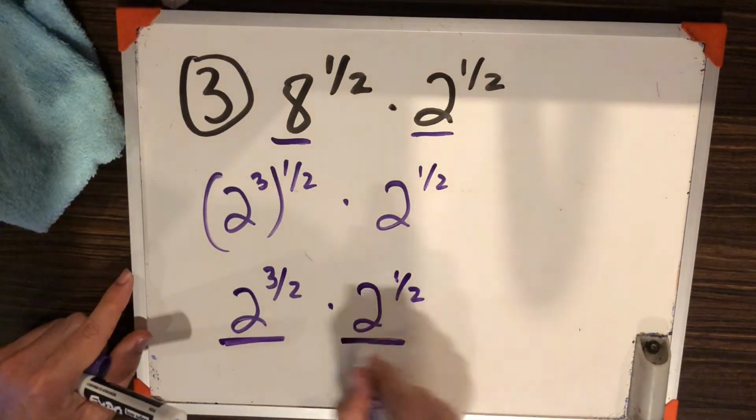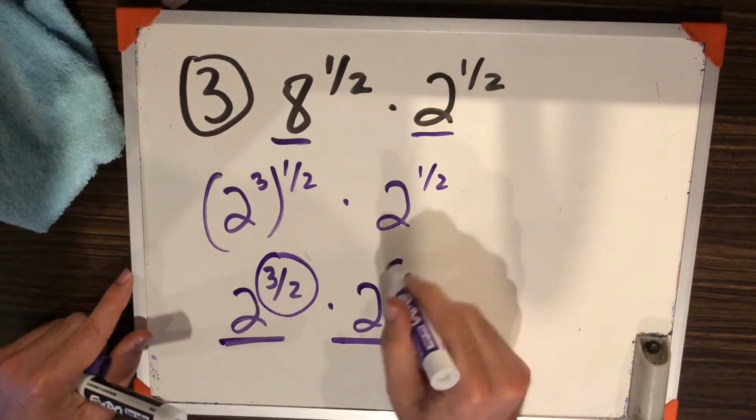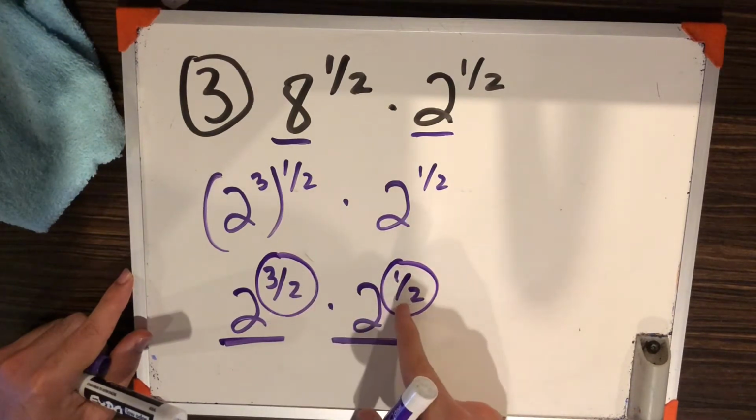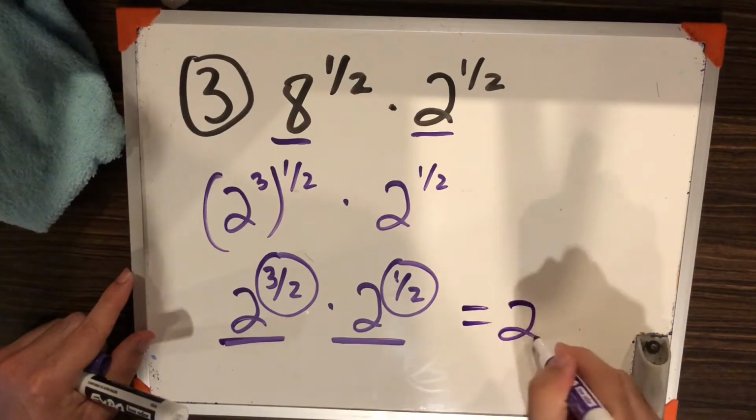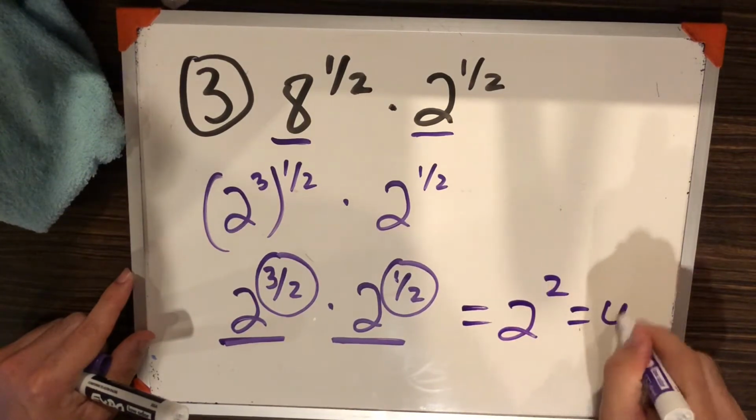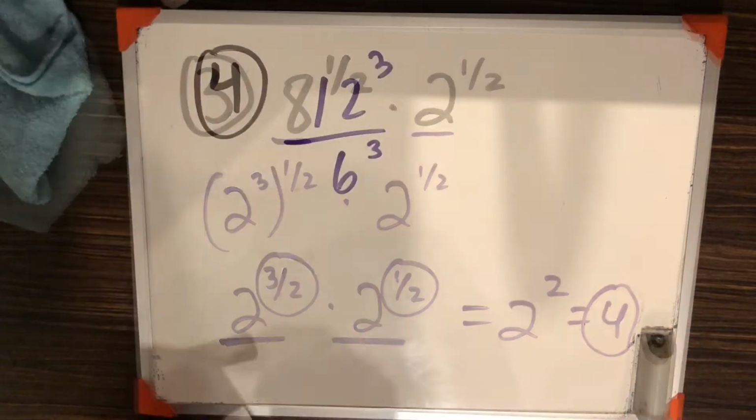Well, now I've got the same base. I can add my exponents. 3 over 2 plus 1 over 2 is 4 over 2. 4 over 2 is 2. So 2 to the second power is equal to 4. So this should be 4.